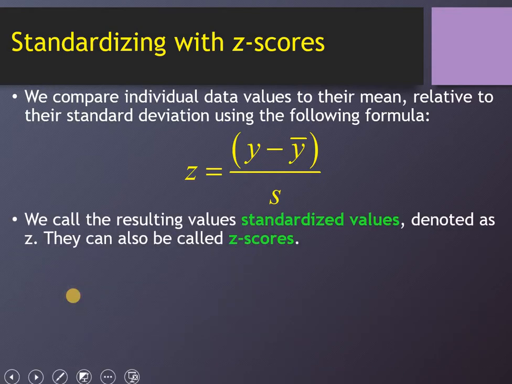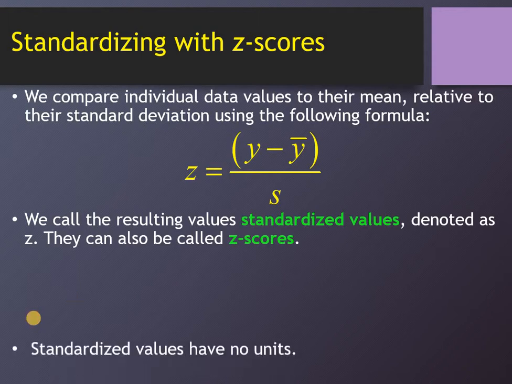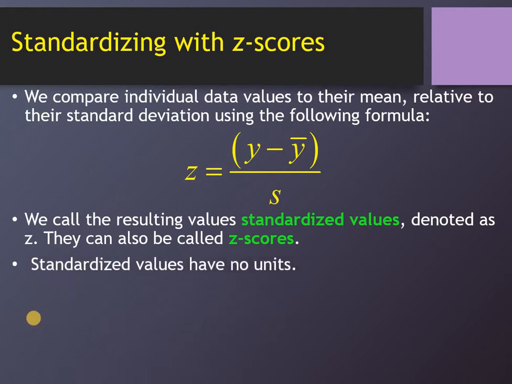It is a standardized value because we're dividing by the standard deviation. This top portion has the units of your original data. The bottom portion has the units of the original data. So when you divide, the units go away. And so a z-score actually has no units. It is just going to be a number. And it allows us to compare across multiple groups that might not have anything to do with each other.